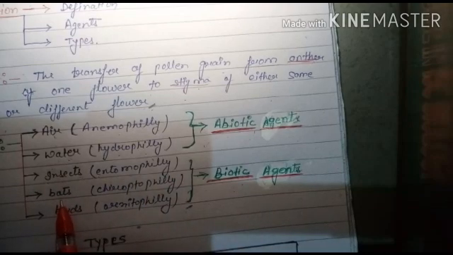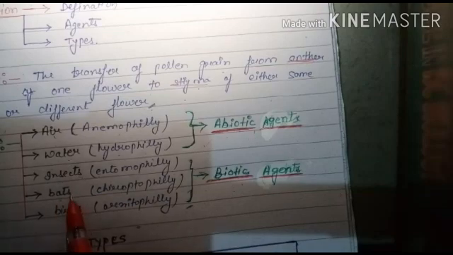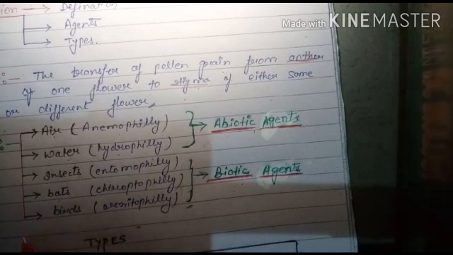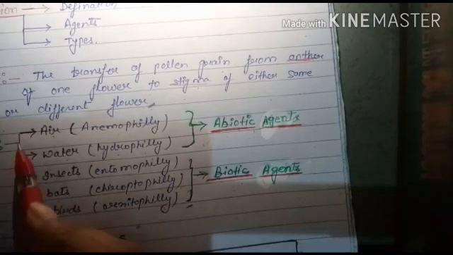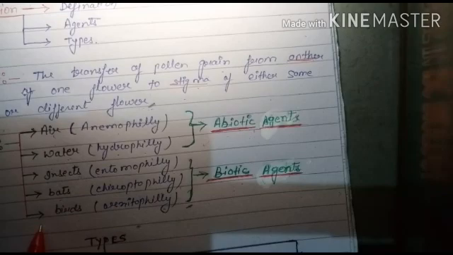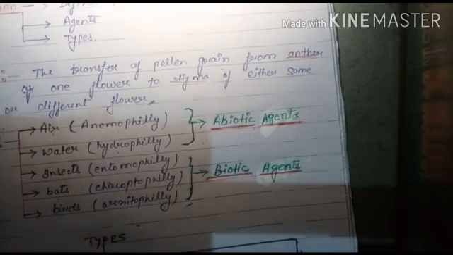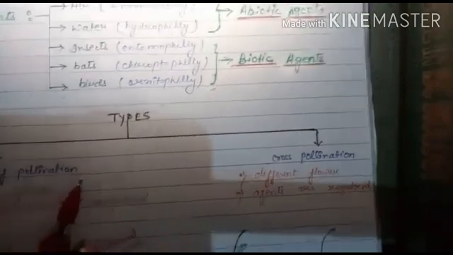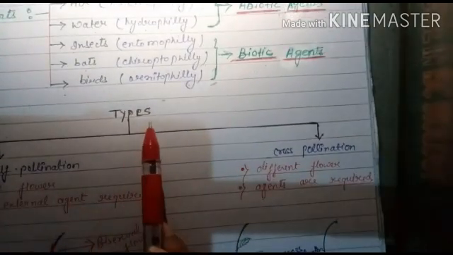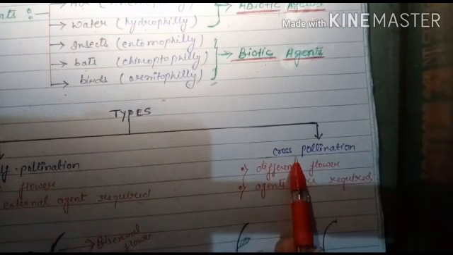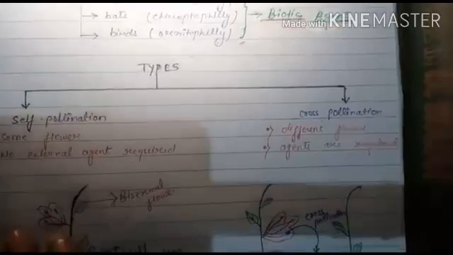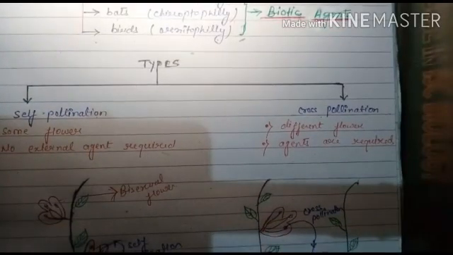The next one is bat. You all know what a bat is. When the bat is the agent, that is known as chiropterophily, and when birds are the agent, it is known as ornithophily. So these are the agents which help in the pollination process. On the basis of the type of species, that is male or female, pollination is of two types: self pollination and cross pollination. First we are talking about self pollination. Self means itself.